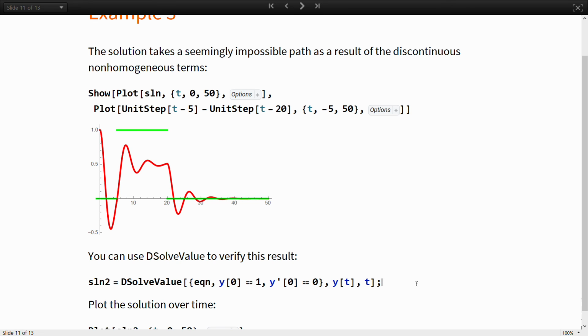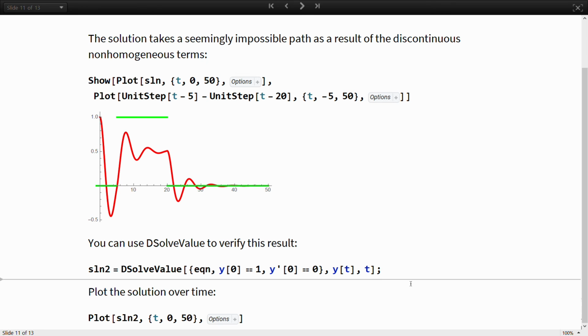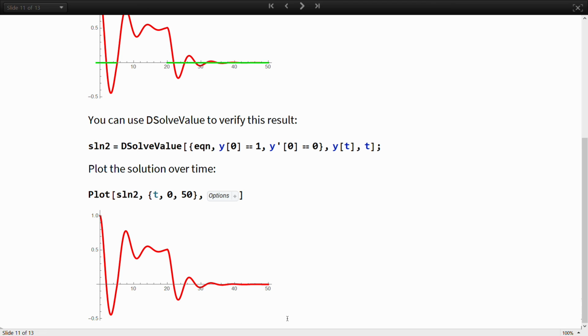This result can be confirmed with DSolveValue. We can see by plotting that the solutions of the two are indeed identical.